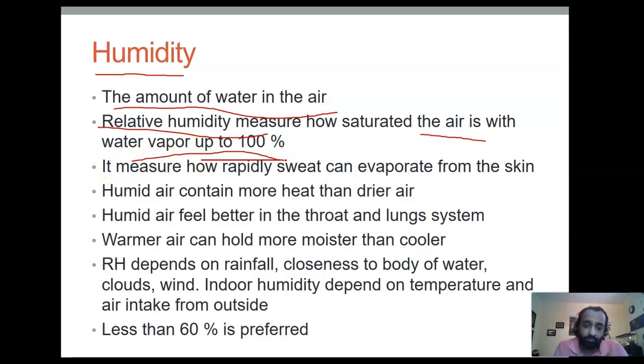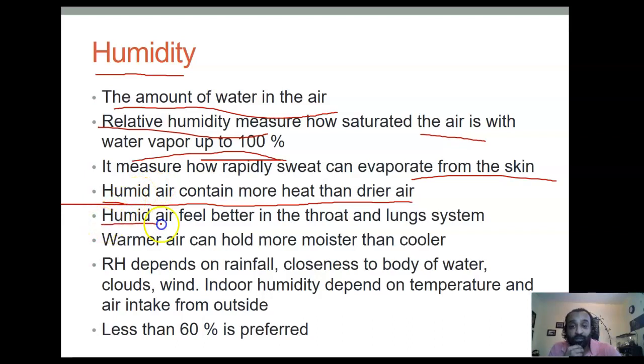And if you look at your weather app, it probably tells you 50 and feels like 70. So that has to do with the relative humidity and how much you can evaporate. It measures how rapidly sweat can evaporate from the skin. Humid air contains more heat than drier air. Good fact to remember. And that's why also it feels hotter when you are in Florida or a place that has a lot of humidity. Humid air feels better in the throat and lungs, in the lung system.